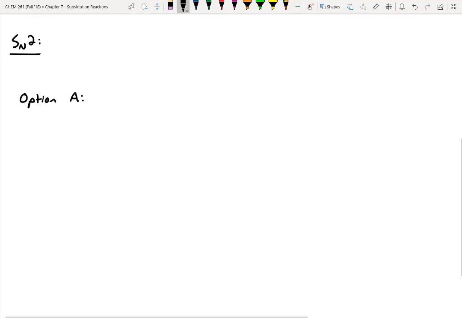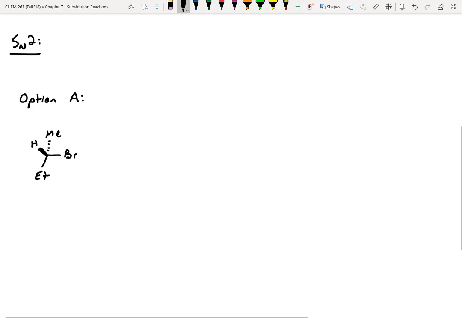So we're going to look at two potential options for an Sn2 reaction. With an Sn2 reaction, the nucleophile attacks straight in. We don't go through any sort of intermediate. So I'm going to draw an example here. We've got an ethyl group sticking out. Bromine right here, got a hydrogen back here, and I've got a methyl group right here.